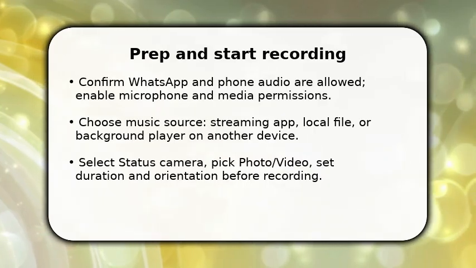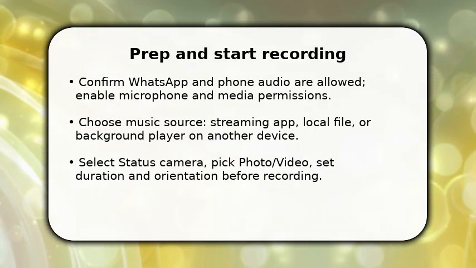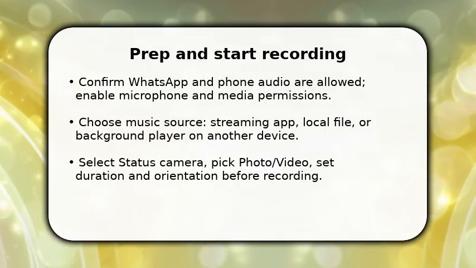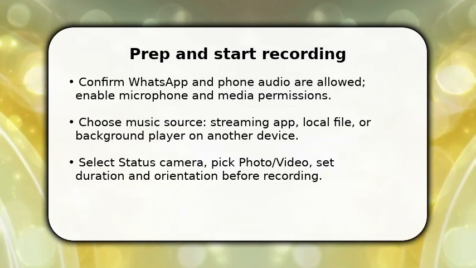Now open WhatsApp, go to Status, tap the camera icon, and choose Video. This first actionable step captures both your visuals and the music simultaneously.